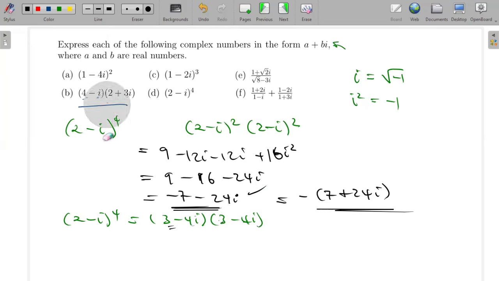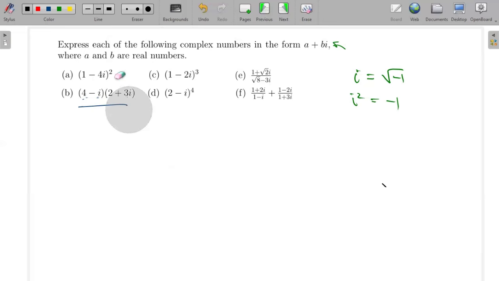Let's now look at the next one. So next we have one. So now when it comes to dividing of complex numbers, you have 1 plus root 2 i here, and then there you have root 8 minus 3i. So when it comes to dividing complex numbers, you're going to employ rationalizing the denominator.